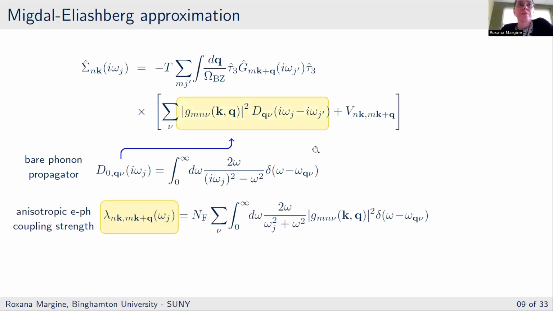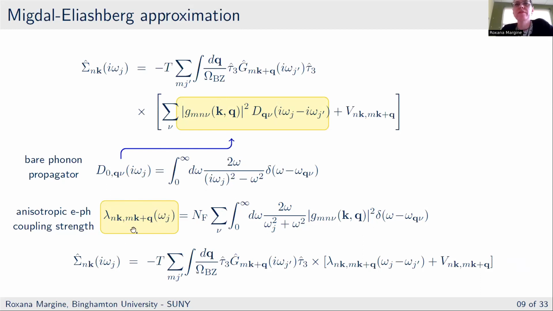And by introducing this bare phonon propagator, now we can define what is called the anisotropic electron-phonon coupling strength that, as you can see, connects the bare phonon propagator with the electron-phonon matrix elements. So if we plug this lambda into the expression for sigma, we arrive at the following equation.